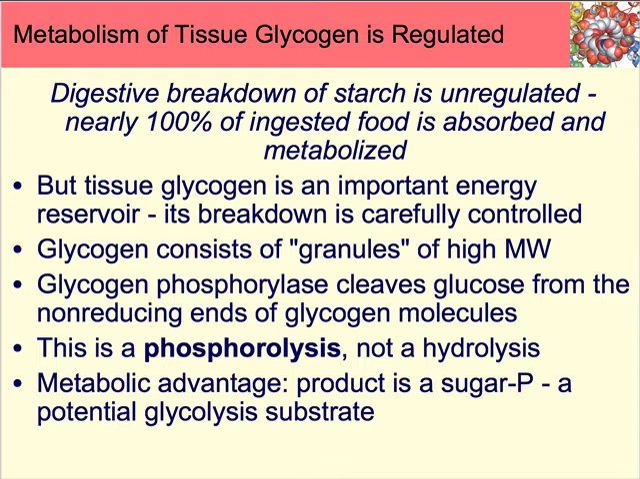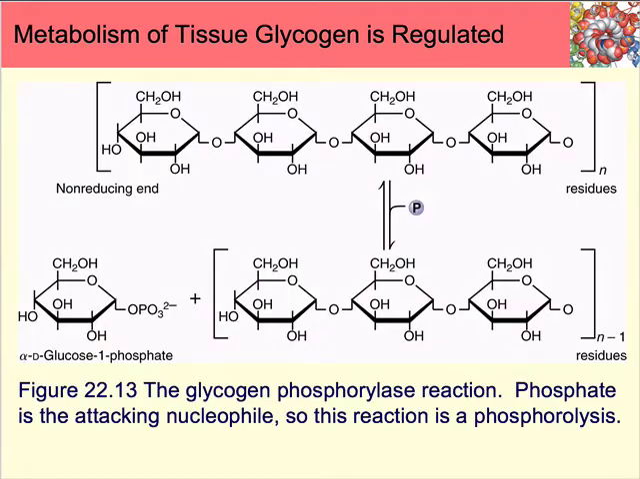Glycogen consists of granules of high molecular weight. The enzyme glycogen phosphorylase cleaves glucose units from the non-reducing ends of glycogen molecules. And this is a phosphorolysis reaction, not a hydrolysis. Phosphate is the attacking nucleophile. The metabolic advantage is that the product is a sugar phosphate, and that's a potential glycolysis substrate.